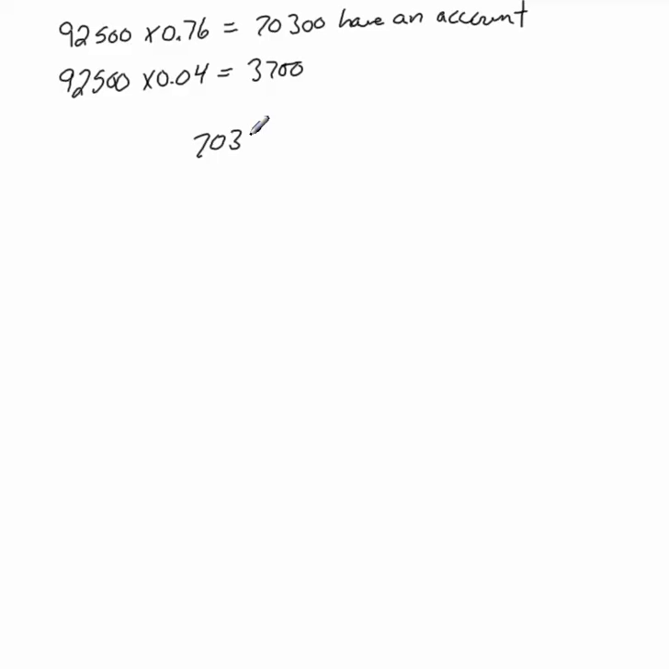So if they were absolutely correct with the survey, if everything worked out perfectly, they would expect to see 70,300 people with a networking account. Or it could be 4% higher, or 3,700 people higher. Or it could be 4% lower, or less by 3,700.